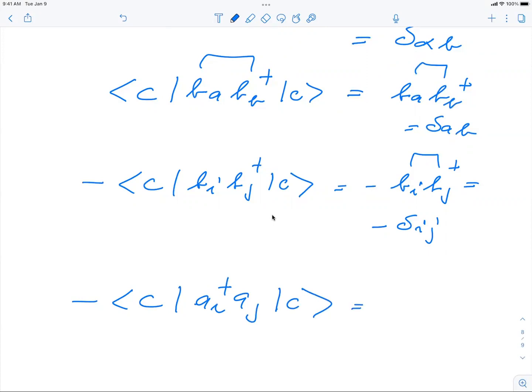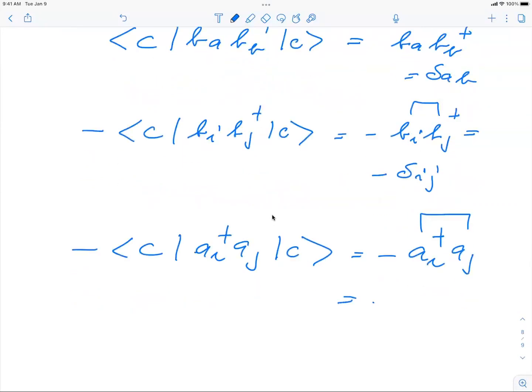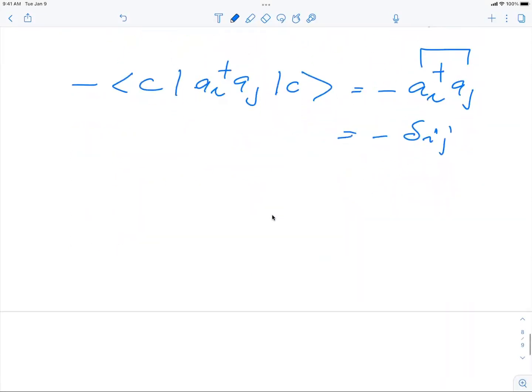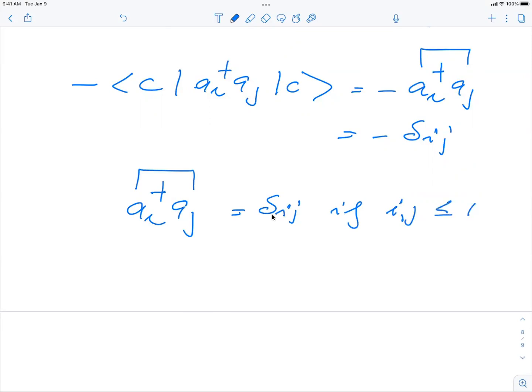So that means that what I need now is to modify my definition of the contraction if I want to use the operators which we started with. So this should be actually minus delta IJ. So what we end up with now is the following. If I take away the minus sign, I can say now that AI, AJ is equal to delta IJ if I and J are below the Fermi level. And I write it like this.